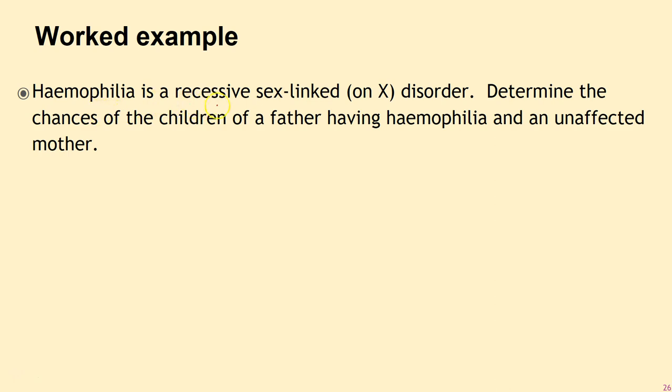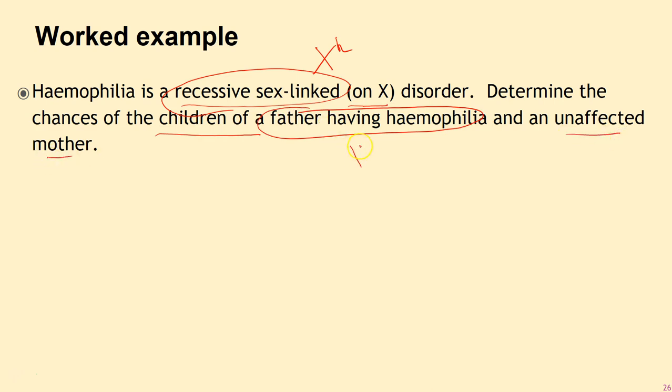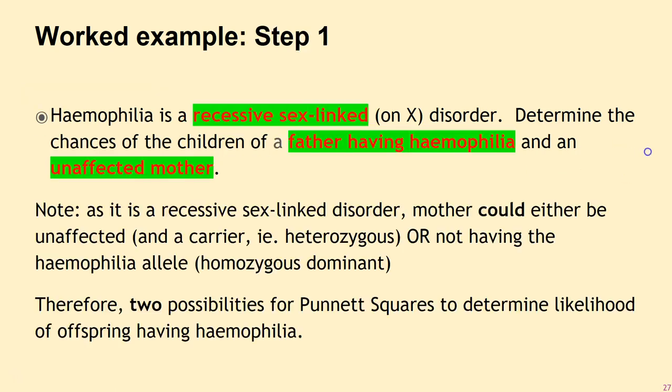So in this case it says hemophilia is a recessive sex-linked on X. So we know that it's going to be a lowercase on X. We need to determine the chances of the children of a father who has hemophilia and an unaffected mother. Okay, so if the father has hemophilia, they must be this genotype, the X with the hemophilia allele, and a Y. The mother, on the other hand, has two possibilities. They can be a dominant and recessive, or they can be two dominants.